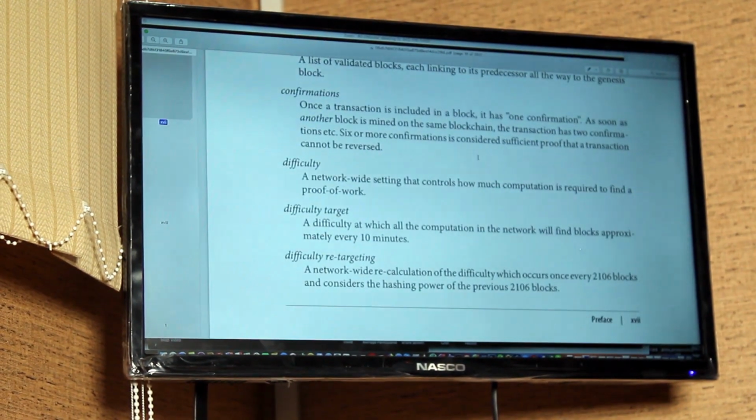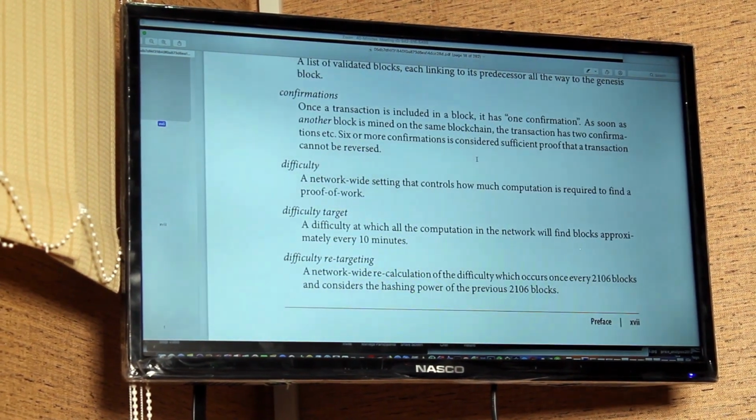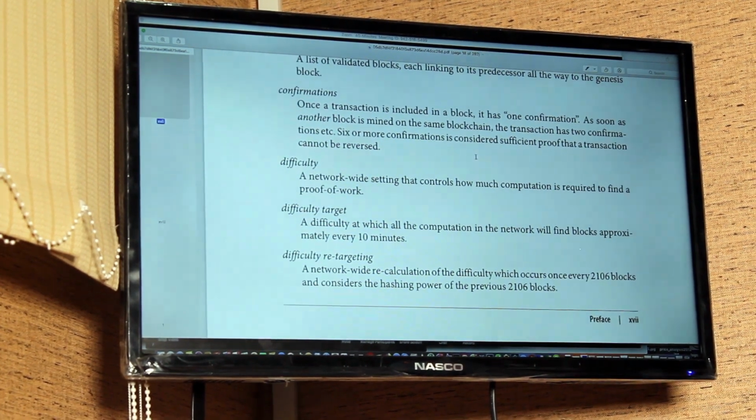And we have something we call difficulty. Difficulty is actually a network-wide setting that controls how much computation is required to find a proof of work. Now, in the cryptographic world, we have something we call the proof of work, and we also have the proof of stake. Now, proof of work requires some level of difficulty. You have to do something for something to get to understand something, and when that something understands that something, it releases something. That is proof of work. So Bitcoin is mathematical and it is all computational.